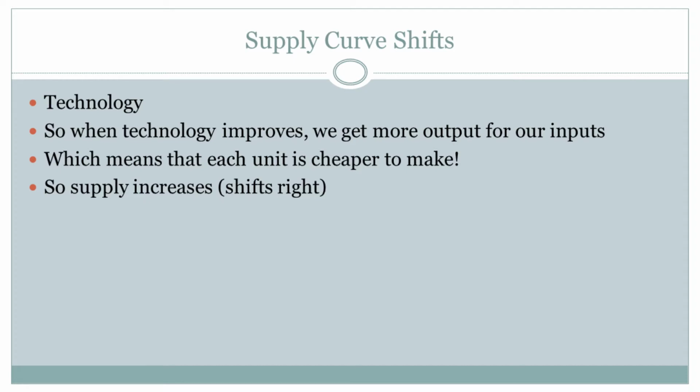If price stays the same as it was before, but you get an improvement in technology, it becomes cheaper to make each unit because you can get more out of all your inputs. And then you're going to be willing to produce more of those things at that same price. That's a rightward shift in supply. Similarly, if for some reason technology is diminished in some way, that's going to shift supply to the left. There's going to be less production.